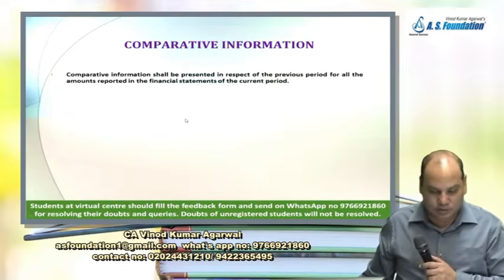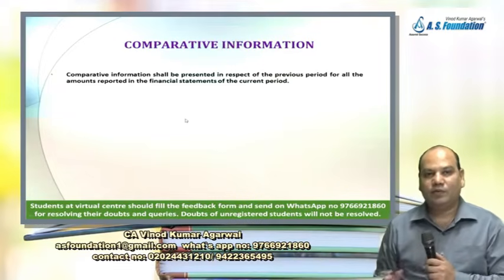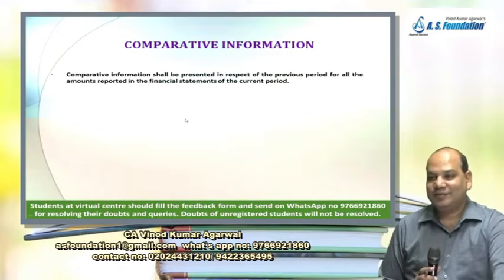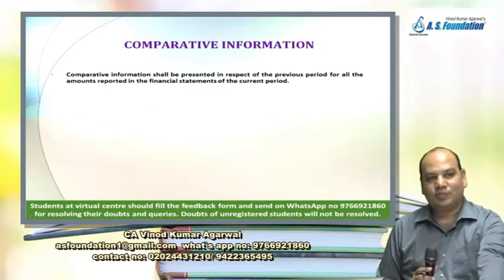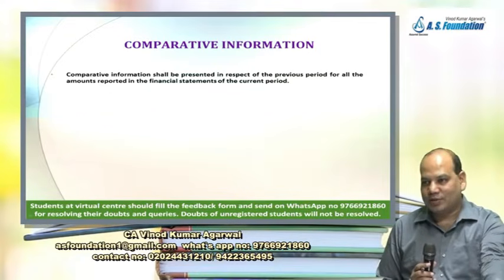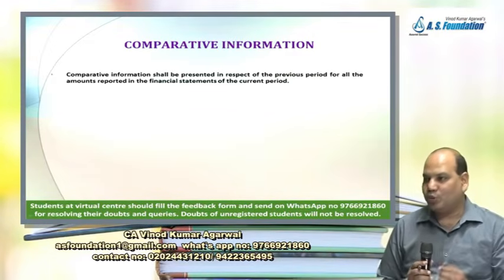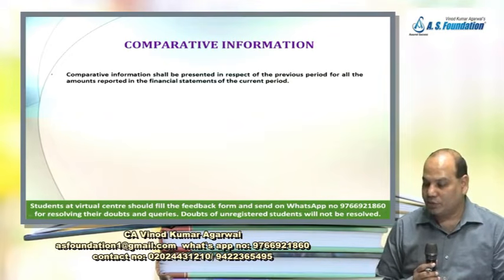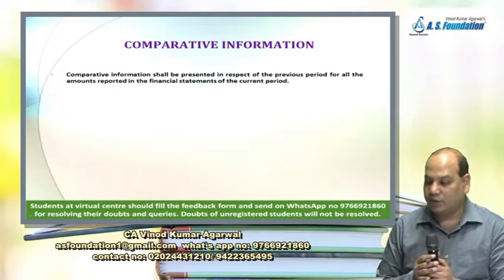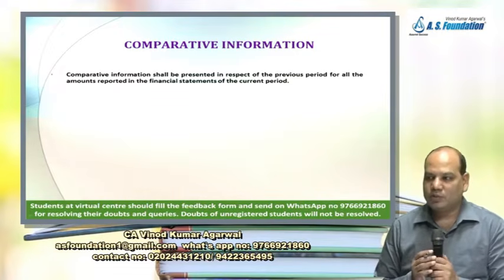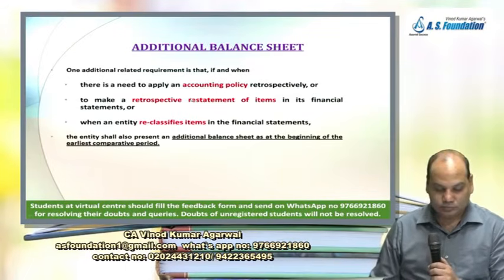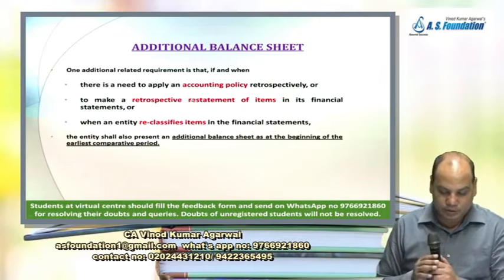Comparative information. Next point is the 7th point, comparative information. Why do we give comparative figures? So that the investor can see the performance, growth, progress. How is the company doing this year vis-a-vis the earlier year? So comparative information is presented in respect of the previous period for all the amounts reported in the financial statement of the current period. So it is mandatory. For every figure that you have presented, you have to give comparative information.